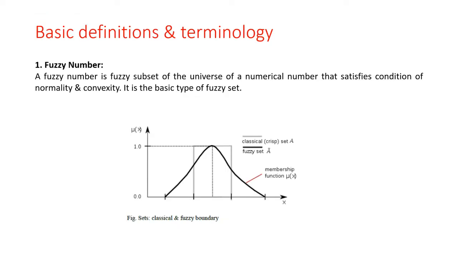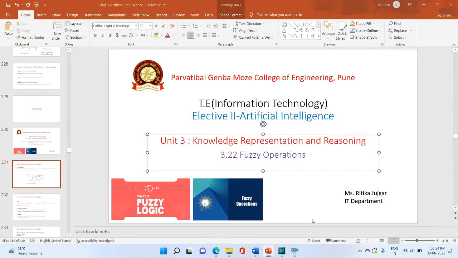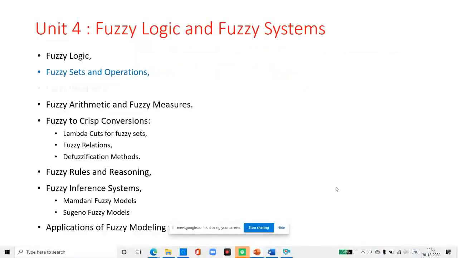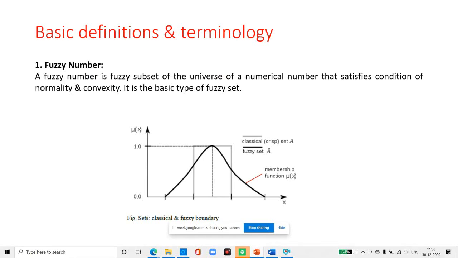Before starting the operations of fuzzy logic, first we discuss the basic definitions and terminologies used in a fuzzy logic system. Okay, so let us discuss here. What are the basic definitions and terminologies used in a fuzzy system? The first is a fuzzy number. A fuzzy number is a fuzzy subset of the universe of numerical numbers that satisfies the conditions of normality and convexity. It is the basic type of a fuzzy set.